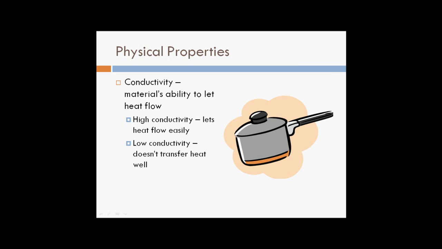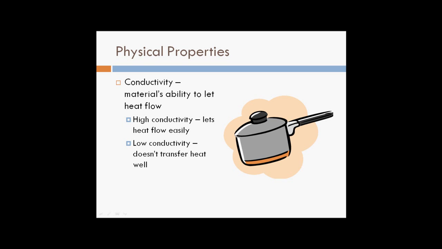Next one is conductivity. This is the ability of a material to let heat flow. So think about the metal pans with wooden or plastic handles. Why do you think we have a metal part of the pan, but then the handle is wooden or plastic or rubber? The reason is that the metal conducts heat very easily, so we can heat up our food, whereas the plastic, rubber, or wood do not conduct heat very well, which means that it keeps our hand from burning.